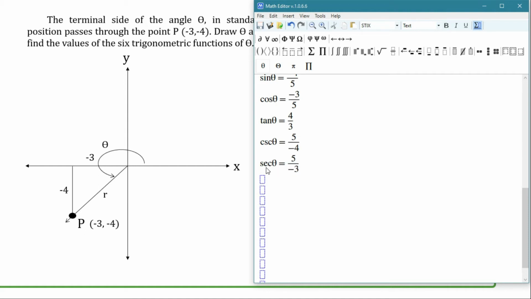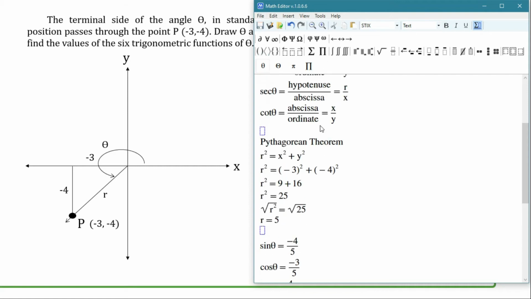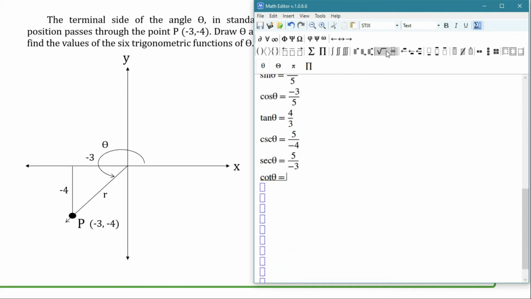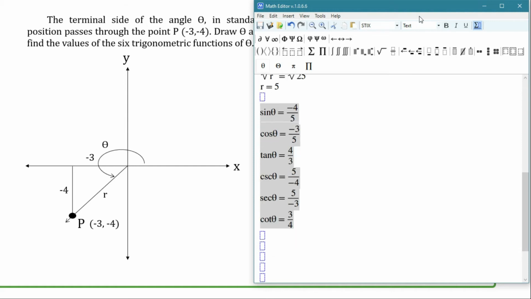And the last trigonometric function would be the cotangent function. So, cotangent theta would be equivalent to the reciprocal of tangent. That is abscissa over ordinate. Our abscissa is negative 3. And our ordinate is negative 4. Since both numerator and denominator are negative, then we can actually simplify this as positive 3/4. So here are the different trigonometric functions we can derive from our given situation. Okay? So here it is.